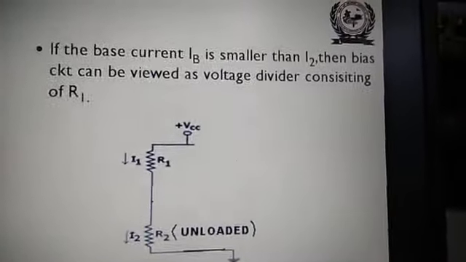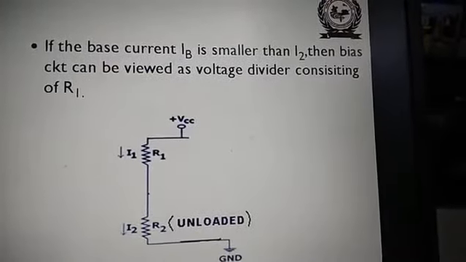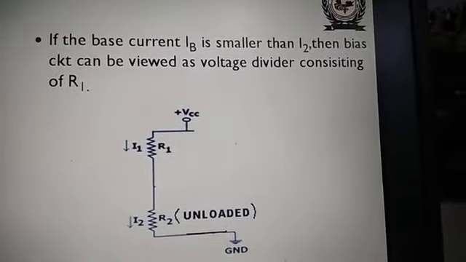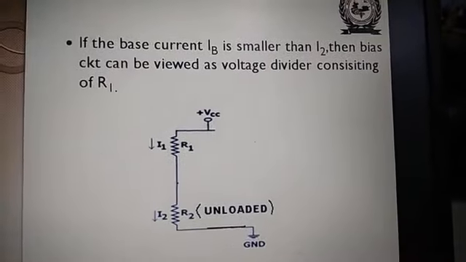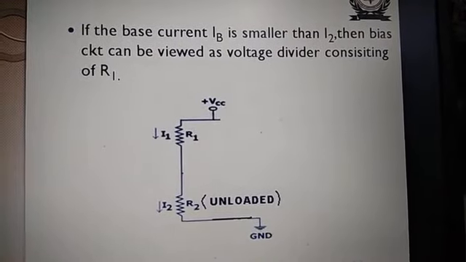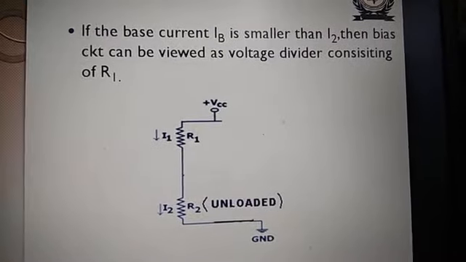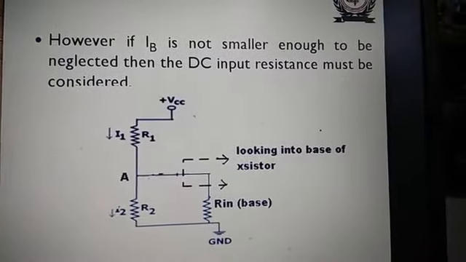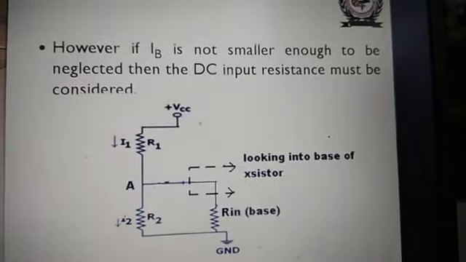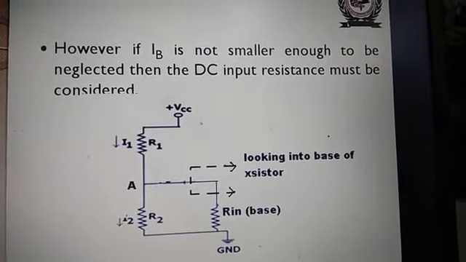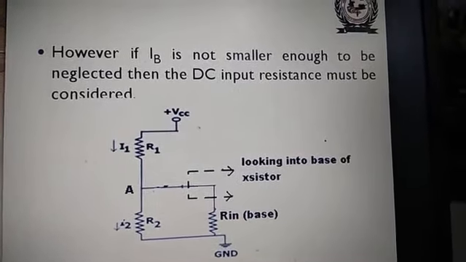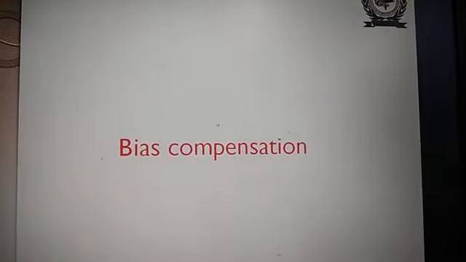If the base current IB is smaller than I2, then the bias circuit can be viewed as a voltage divider consisting of R1 and R2. Let us see this voltage divider. However, if IB is not small enough to be neglected, then the DC input resistance must be considered. So these are the basic things.